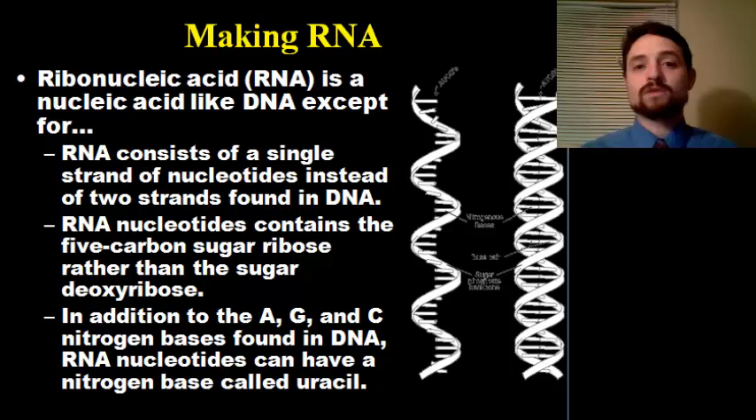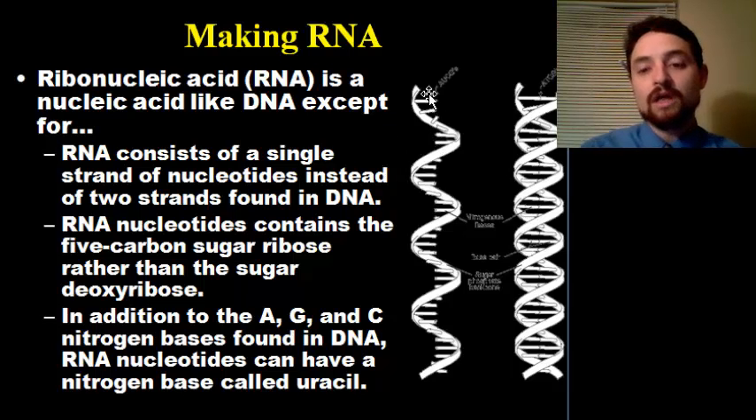So DNA can't get to where the ribosomes are, so it has to make a messenger to take that code. The messenger that it makes is called RNA. RNA is a nucleic acid, very similar to DNA, except for three main differences. The first is that RNA consists of a single strand of nucleotides instead of the two strands found in DNA. When you look at the picture here, this is RNA, only one strand. This is DNA, and you can see the two strands wound around each other.